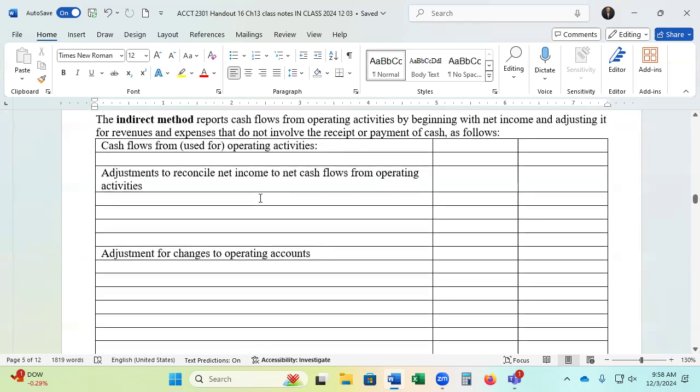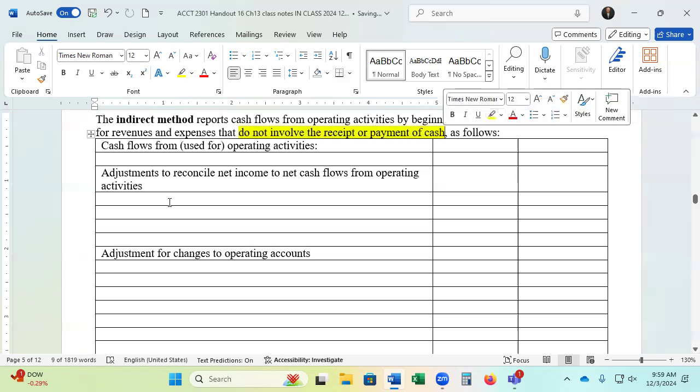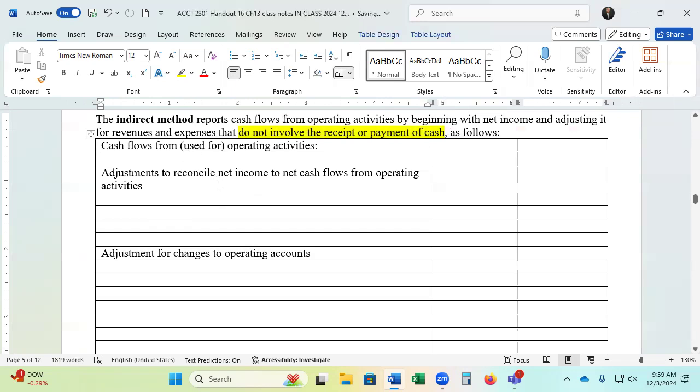All right, so we're going to use what's called the indirect method. And the indirect method reports cash flows from operating activities by beginning with net income and adjusting it for revenues and expenses that do not involve the receipt or payment of cash. All right, so we're looking at everything that's kind of in net income, but we want to exclude the things that are non-cash. So it starts off and we'd have cash flows from or used in for operating activities. And then the first thing you start with is your net income.